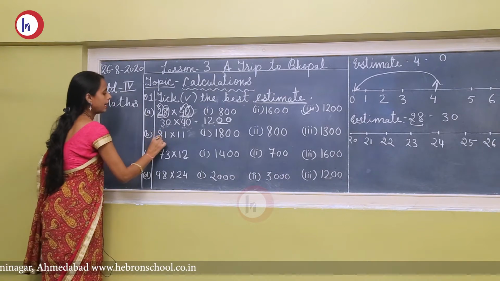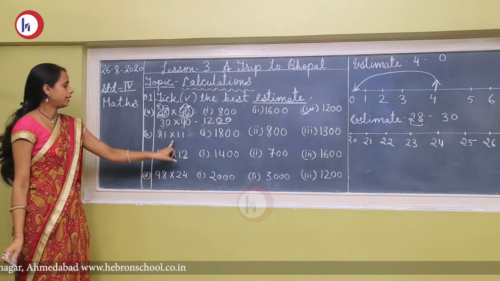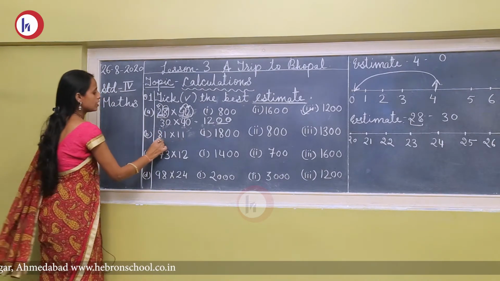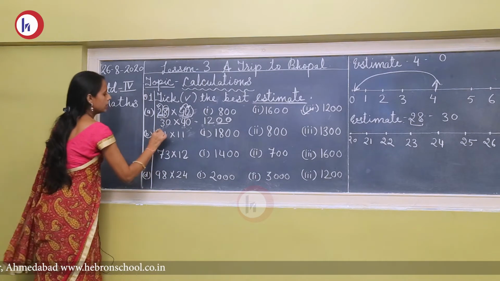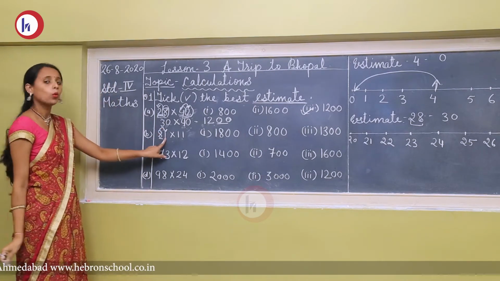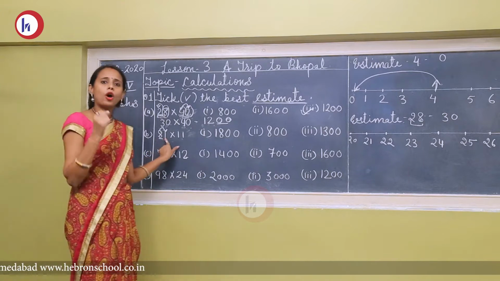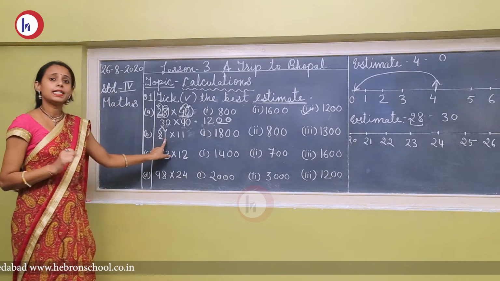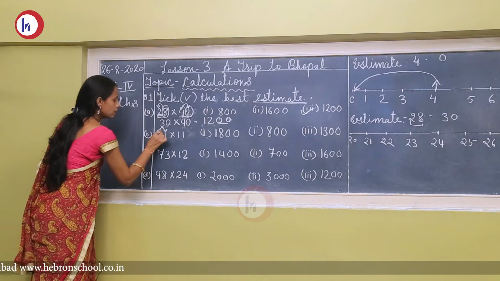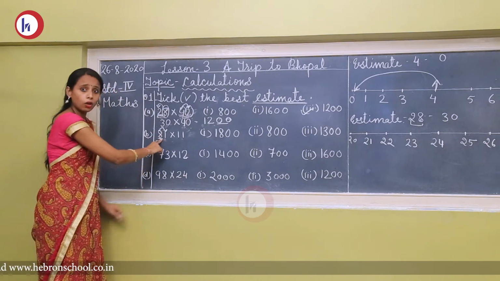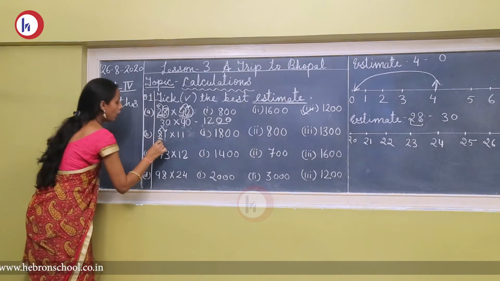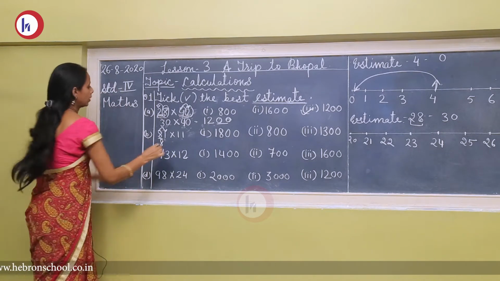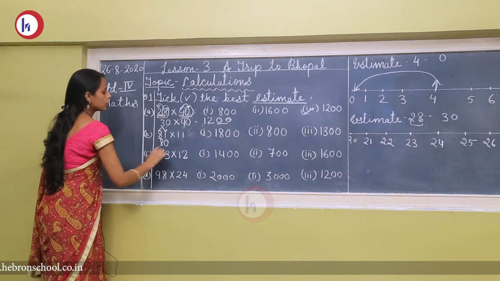Now see the next number, 81 multiplied by 11. See the first number, it is 8. Now see the right digit, 1. Is it less than 5 or more than 5? Yes, it is less than 5. So will this digit be increased or not? No, this digit will not be increased. It is as it is, and the 1 will be changed into 0.